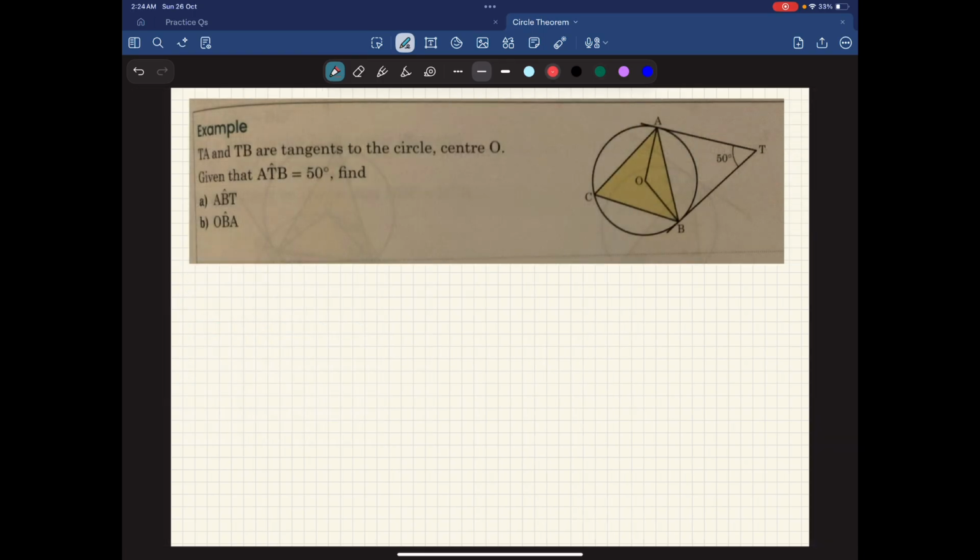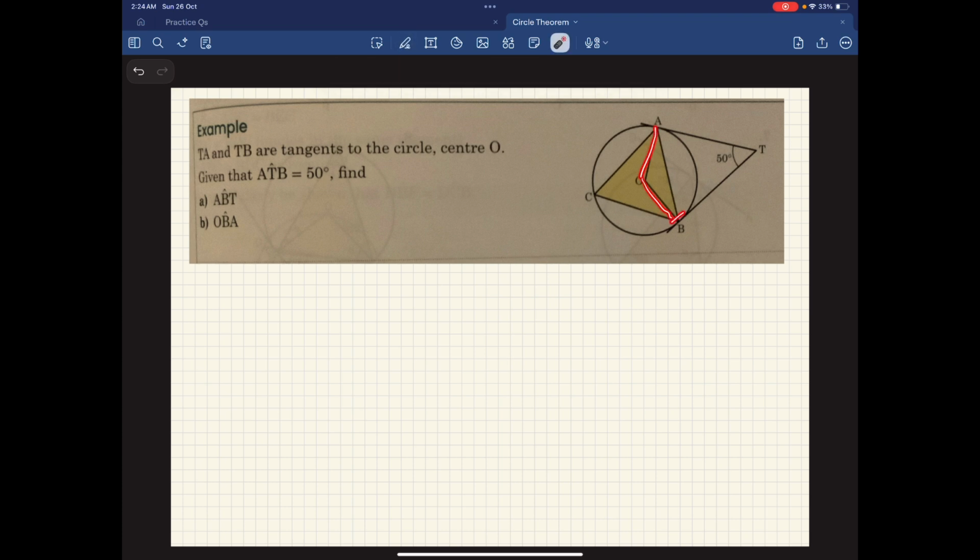So TA and TB are tangents to the circle with center O. Given that ATB is 50 degrees, find ABT and OBA. So before finding any angle, let's mark all the right angles, all the properties that we've learned so far. So as you can see, this is a tangent kite.